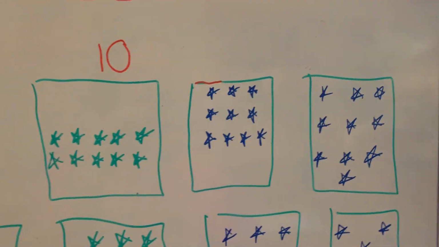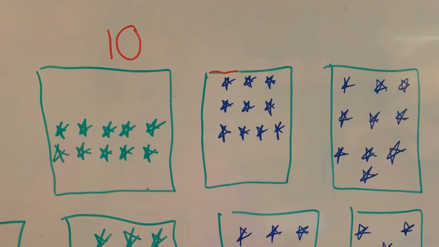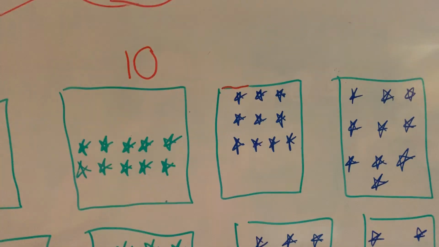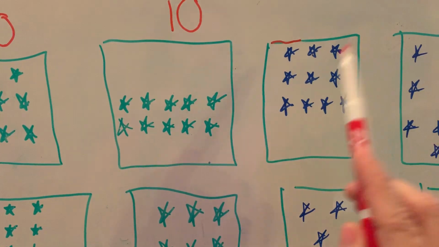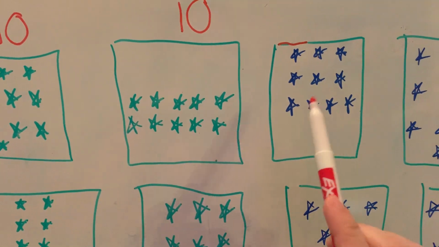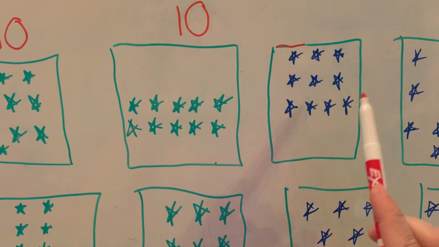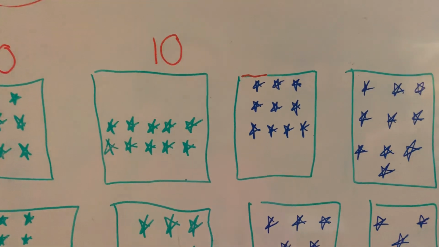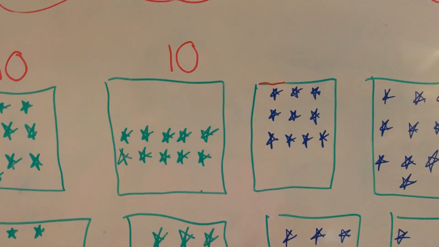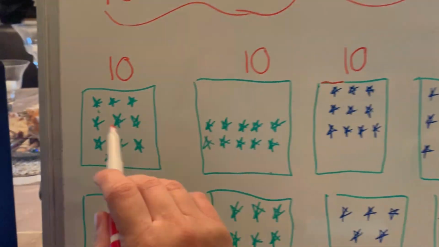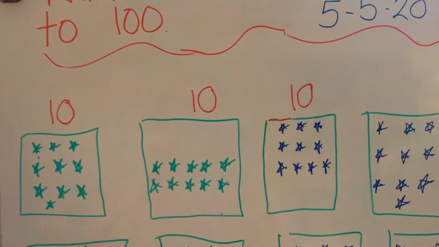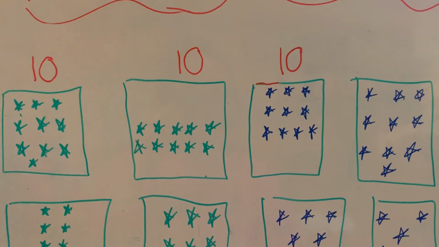All right, let's go into the third one. Let's see how many stars are in this third square. Please go ahead and count with me as I count on the board. 1, 2, 3, 4, 5, 6, 7, 8, 9, 10. How many did we count? We counted 10 stars again. So I have 1, 2, 3 groups that all have 10 stars.